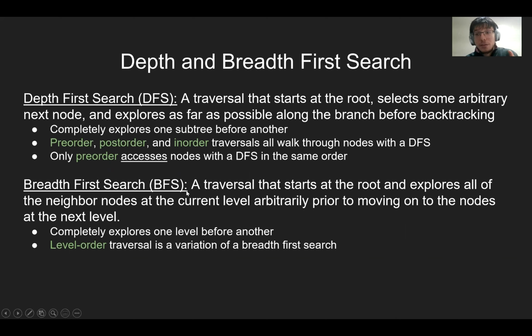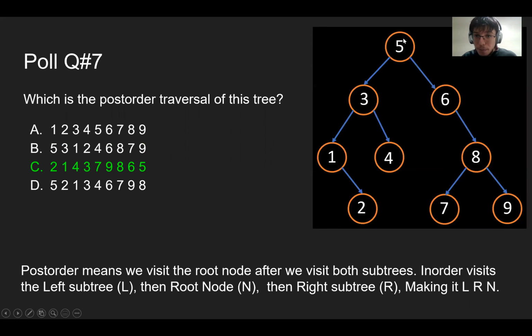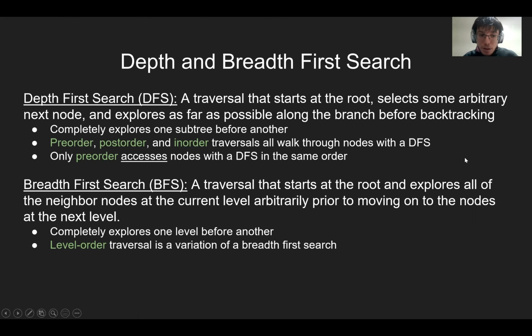Breadth first search is the level order traversal we were talking about a minute ago. In a breadth first search, you completely explore one level before you go to the next. So in this case, for example, we go to 5, then 3 and 6, then 1, 4, 8, then 2, 7, 9. That's breadth first search or level order traversal. It means the same thing, just level order is what we call it for a tree. So you explore the root and explore all the neighbors before going on.